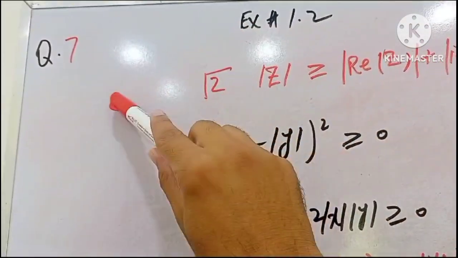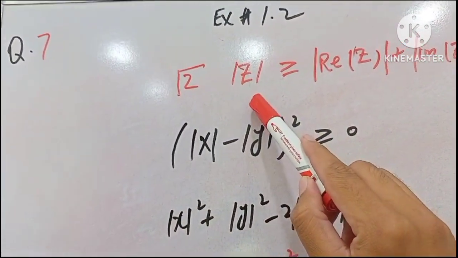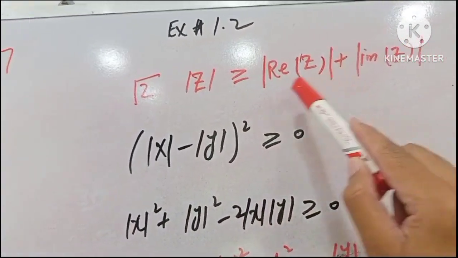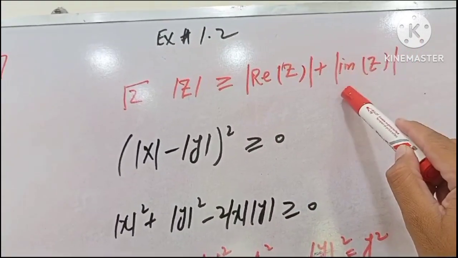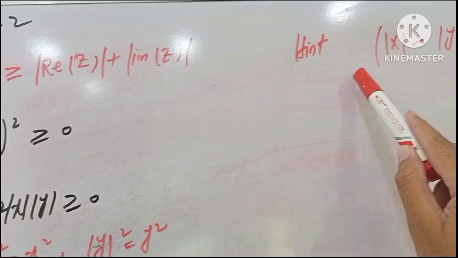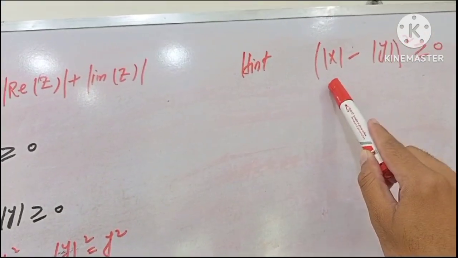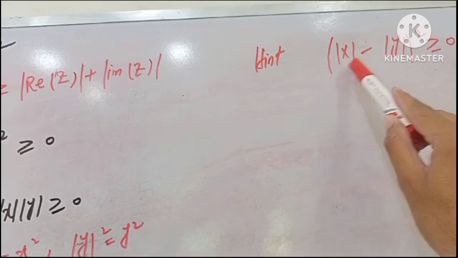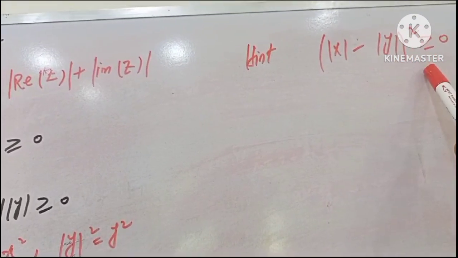Exercise 1.2, question number 7. Prove that √2 |z| ≥ |Re z| + |Im z|. In this question, a hint is given, which is to start with (|x| − |y|)² greater than or equal to 0.